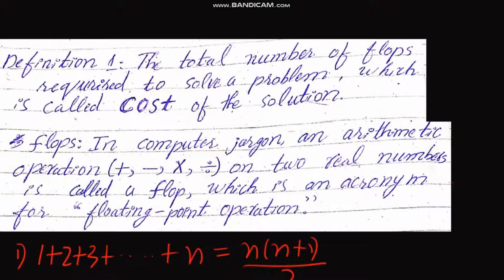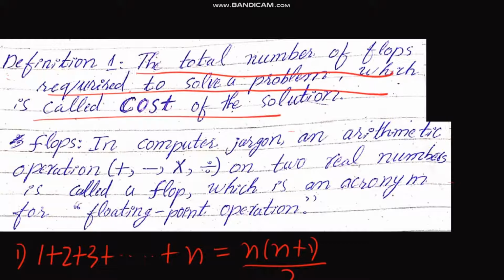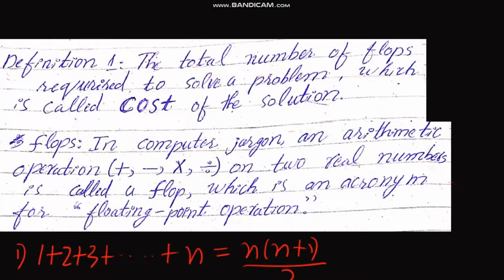Okay. So first of all, let's see what the definition is. The definition states that the total number of flops required to solve a problem is called the cost. So the total number of flops, if we collect all of those, that is the cost, right?